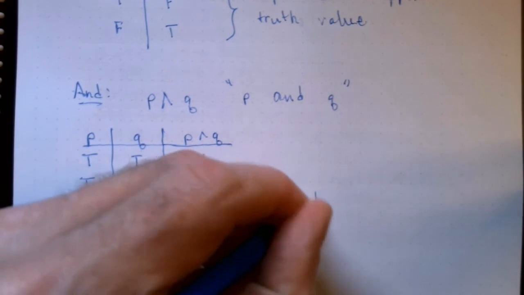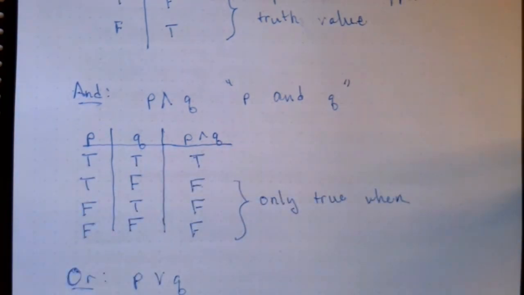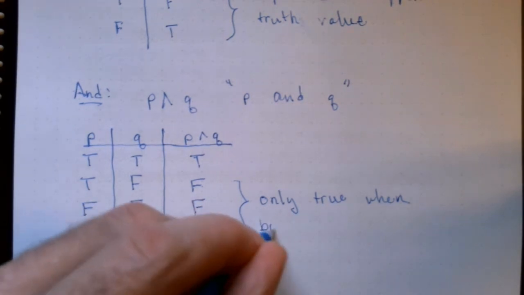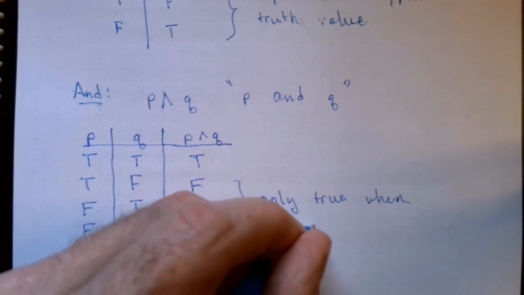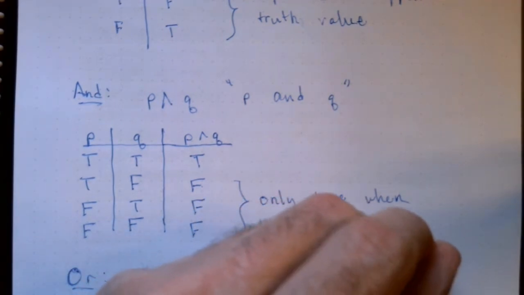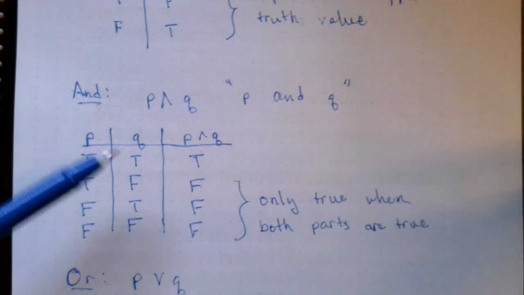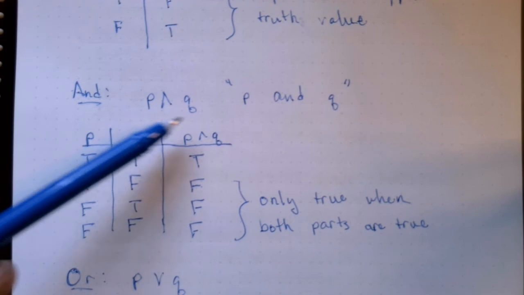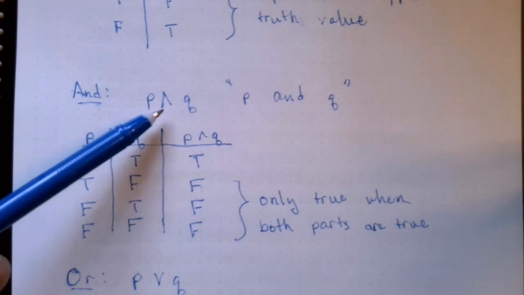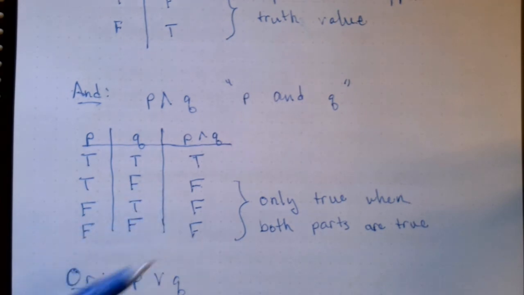Notice that when we apply the AND operator, the only time we get a true is when both of the parts are true. Okay, so we got the AND operator joining two statements together. That new statement is only true when both of the component parts are true.